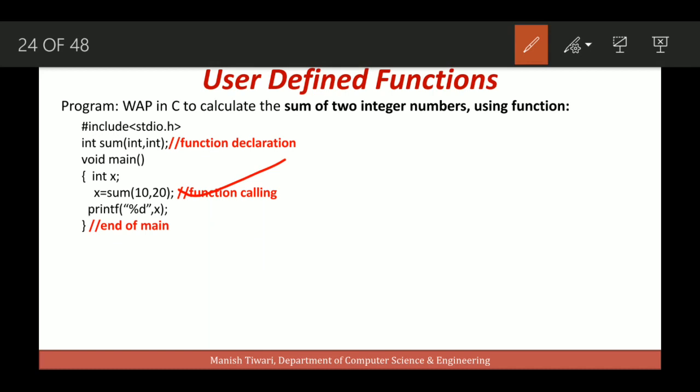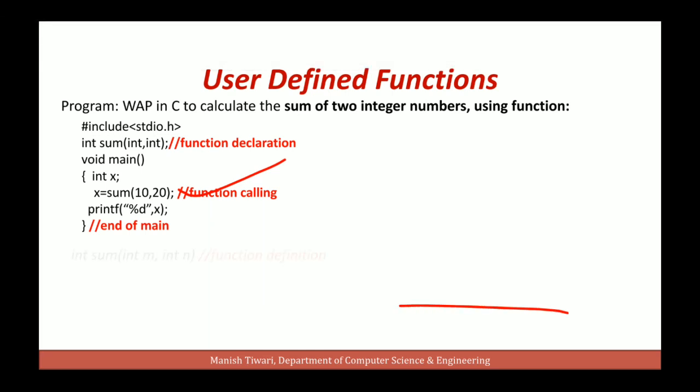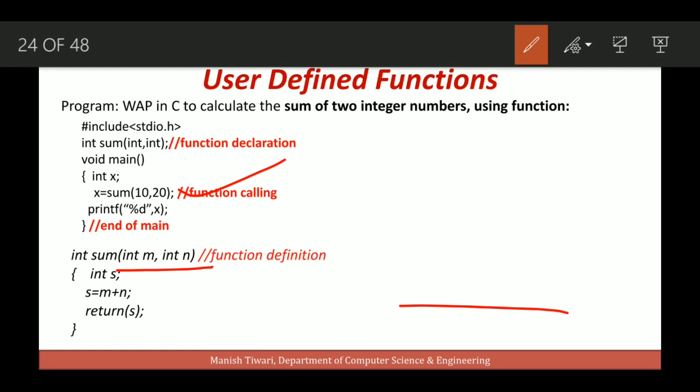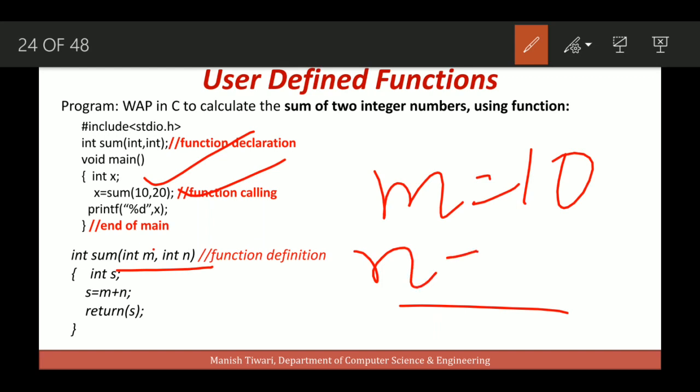Then after the definition of this main function, we will define the sum function. Here is the definition. You can see here we are using the names of these inputs, m and n. So when we call this function by passing values 10 and 20, the variable m will receive the value 10 and the variable n will receive the value 20. And when we calculate the value of s, it will be equal to m plus n, and since m is equal to 10 and n is equal to 20, it will be equal to 10 plus 20.